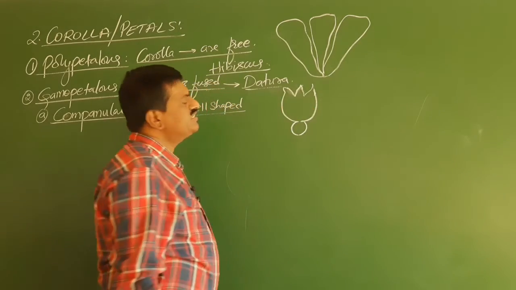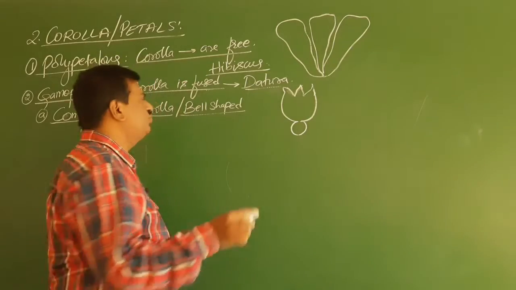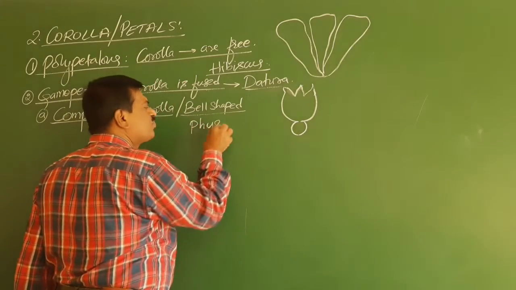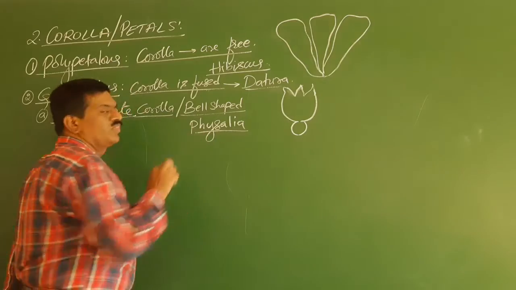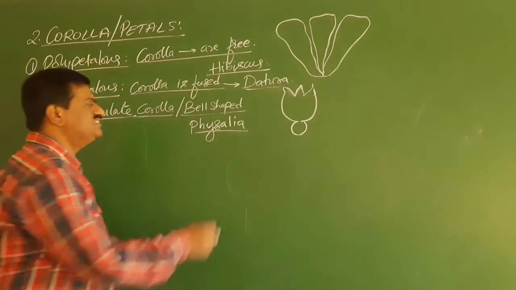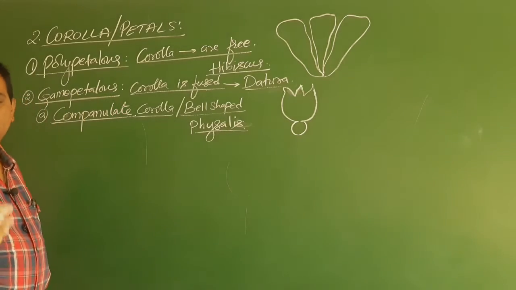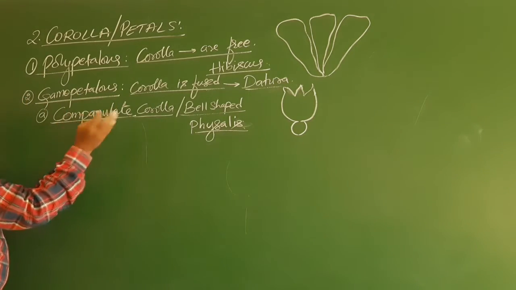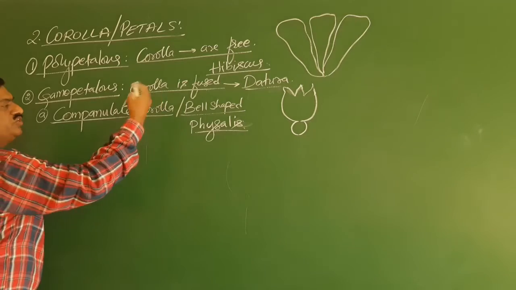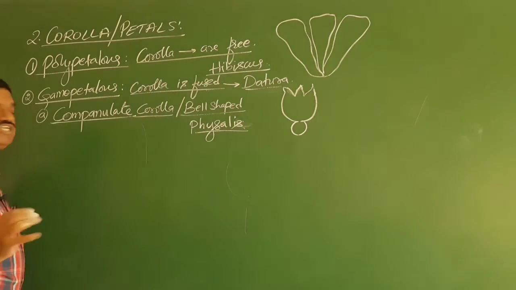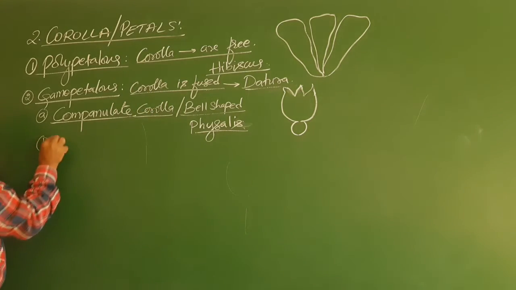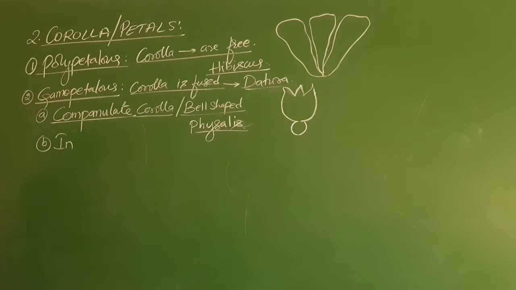So it appears like a bell. So bell-shaped corolla can be noticed in Phycelia. So in Phycellus there is a presence of bell-shaped corolla. So this is bell-shaped, called as corolla is fused in the form of a bell shape. So we are going for the second one called as infundibular.